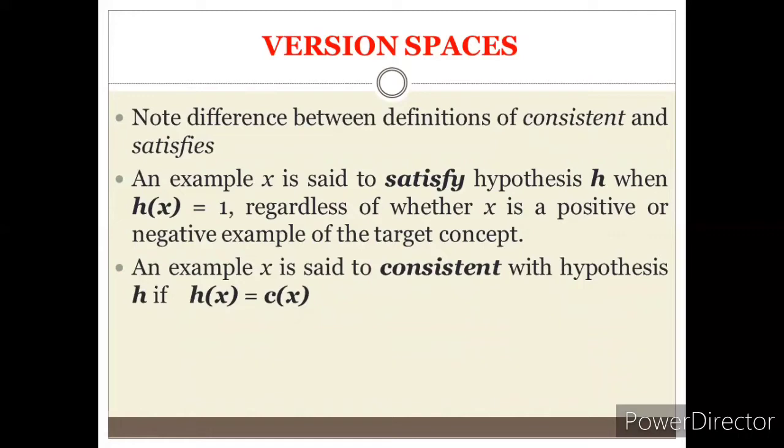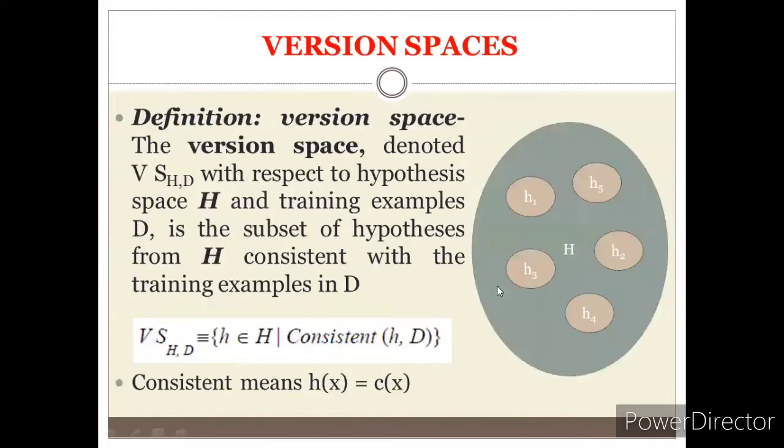The difference between consistent and satisfy is this: an example X is said to satisfy hypothesis H if H of X is equal to 1, regardless of whether X is a positive or negative example of the target concept. As we have seen in Find-S algorithm, we considered only the positive examples. Now, in version space, we are concentrating on the negative examples as well as positive examples. The condition for satisfying is H of X equal to 1, whereas consistent means H of X should be equal to the target function C of X.